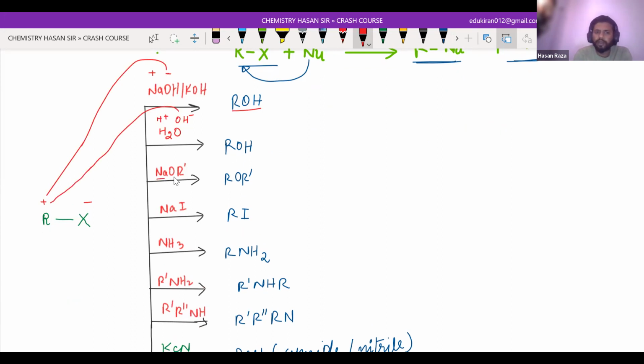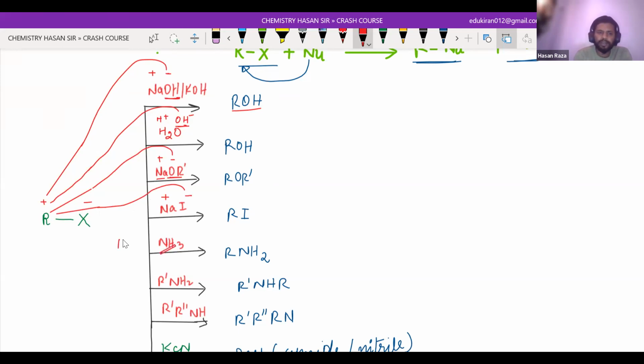You know that this is sodium, so it will have positive, and oxygen has negative. Again, this will attack on this. This will be the nucleophile, and you will get ether. Again, you can see negative, positive. This is the nucleophile that will be attacking R, and you will get alkyl iodide.